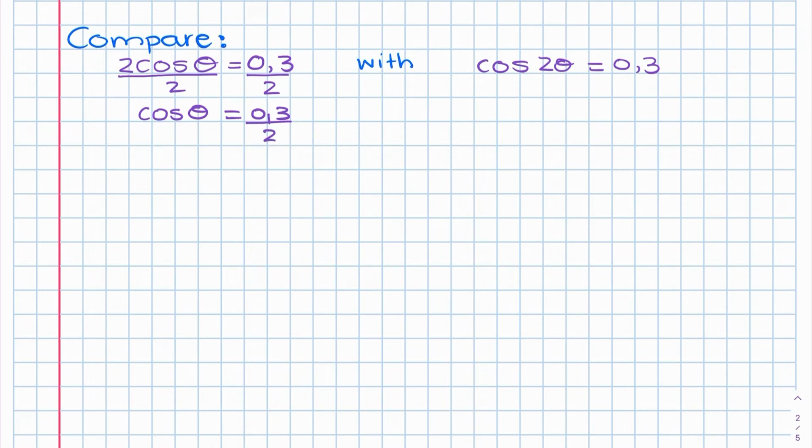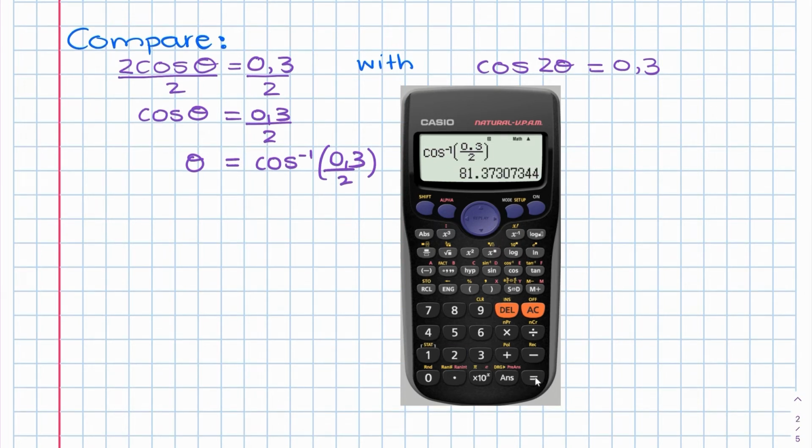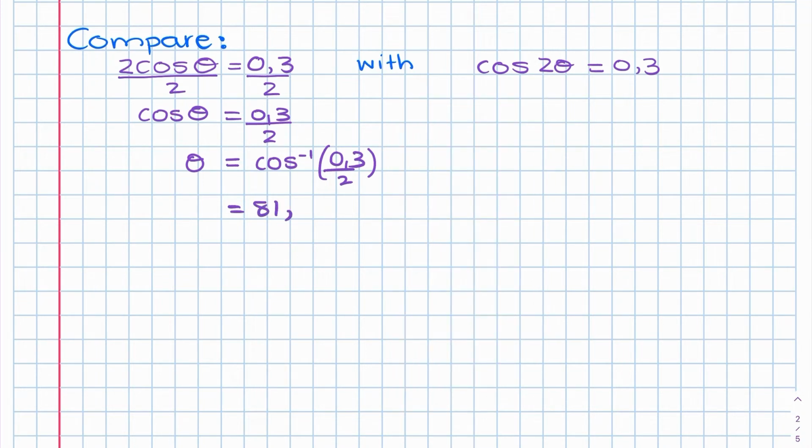Then we're going to do arc cos on both sides, which is going to isolate theta, and on our calculator, we'll press the shift button and do 0,3 over 2. And that will give a value of 81,37 degrees. So that's what theta is equal to in this equation.